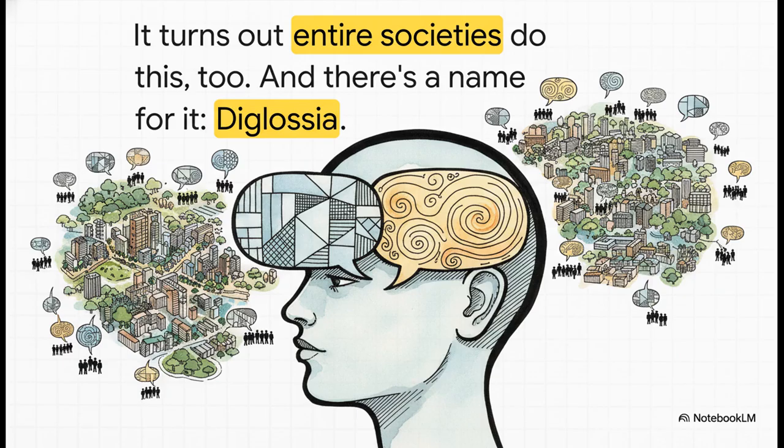Now here's the cool part. That little personal switch you do, it's just a small-scale version of what entire societies do all the time. And it's not random at all. It actually follows a pretty predictable pattern with really clear rules. And that pattern has a name, diglossia.